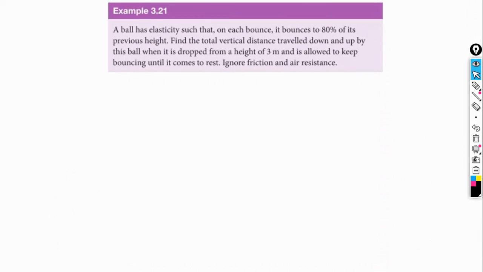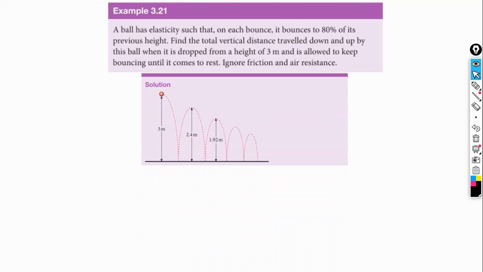So next we have example 3.21, and it says a ball has elasticity such that on each bounce, it bounces to 80% of its previous height. Find the total vertical distance traveled down and up by this ball when it is dropped from a height of 3 meters and is allowed to keep bouncing until it comes to rest. Ignore friction and air resistance. So let's take a look at a picture of the situation.